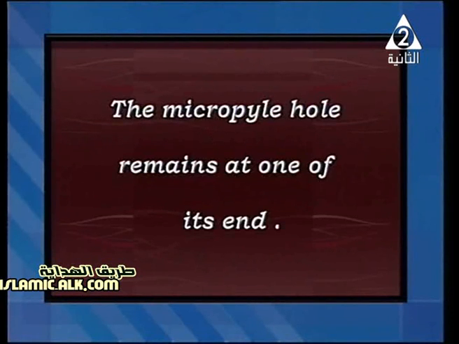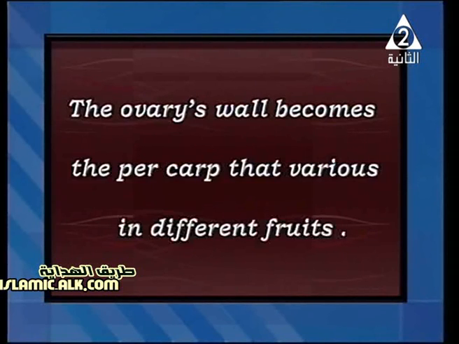The micropyle, the tiny hole that remains at one of its ends, because the integuments don't cover the micropyle, as we said. And after that, the ovary will become what? The pericarp, which varies in the different fruits. It varies or differs from one fruit to another according to the type of the plant.